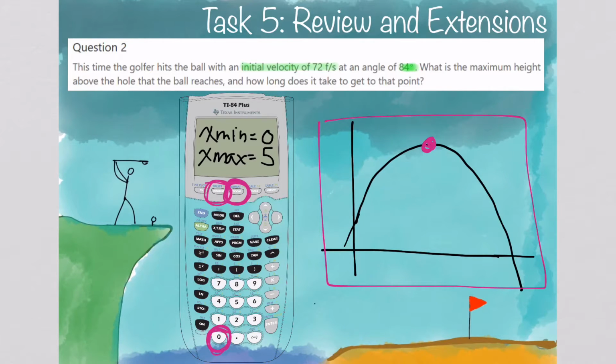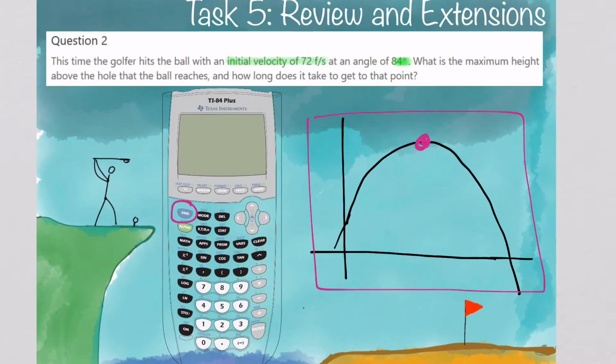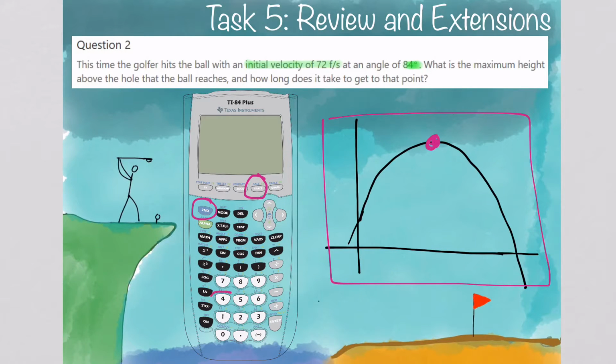Next, we want to calculate the maximum value. To do so, hit second, and then the trace button gives us the calculate feature, and we can choose option 4 to calculate a maximum. Upon doing so, your calculator will ask you to set a left boundary point. What I like to do when it does this is use smart values. I know that the x value of 0 is to the left, so I will hit 0 and enter, and then it will ask you to enter a right boundary point. And I know that I chose the x value of 5 to be my right point. So I can type 5 and hit enter again.